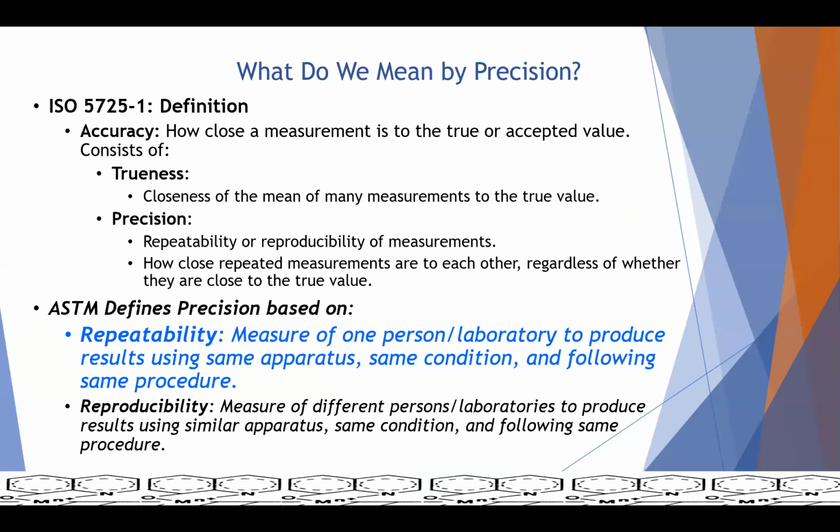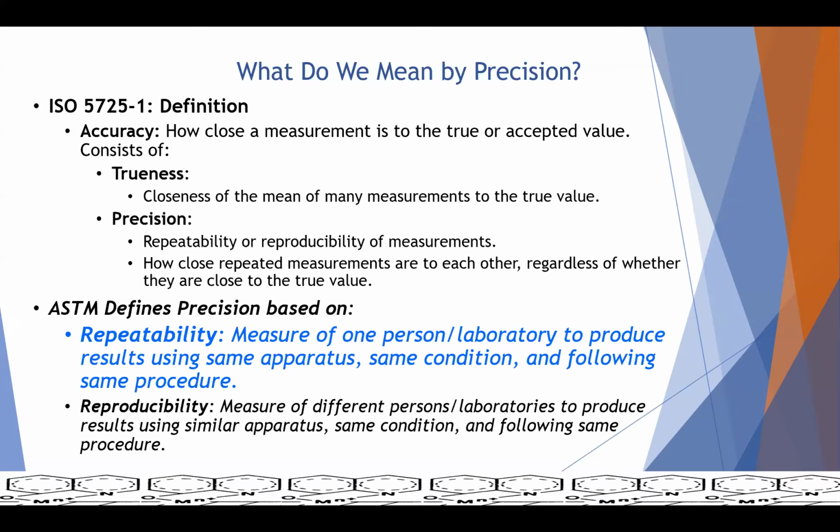For instance, ISO 5725-1 defines accuracy. Accuracy is how close a measurement is to the true or accepted value. The accuracy consists of two things: trueness and precision. Trueness is closeness of the mean of many measurements to the true value.